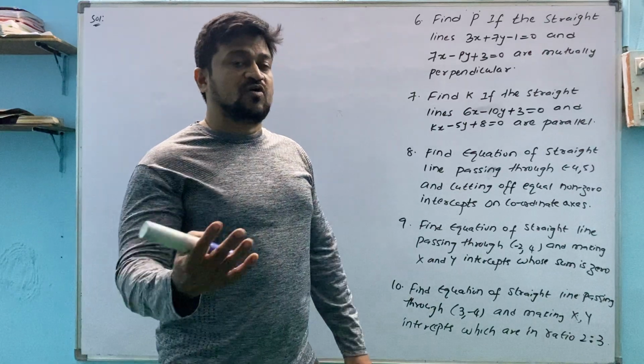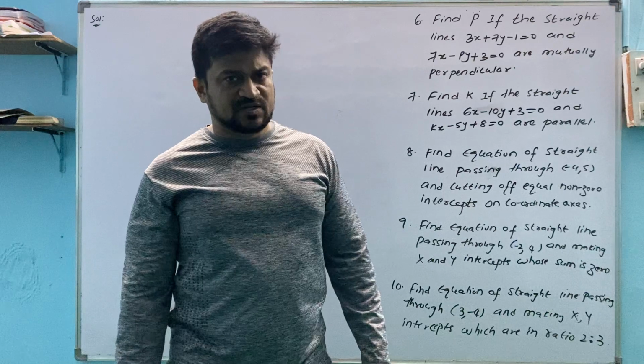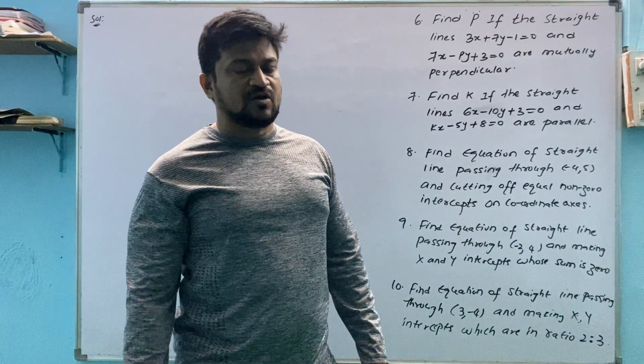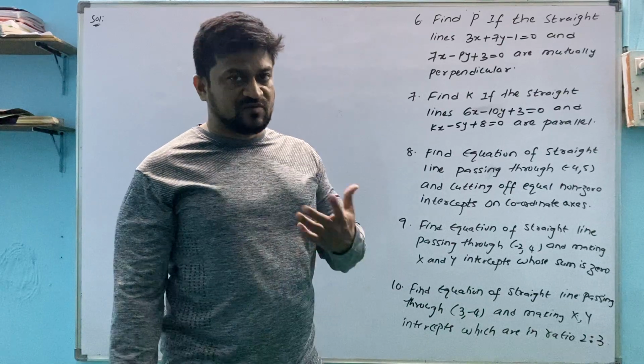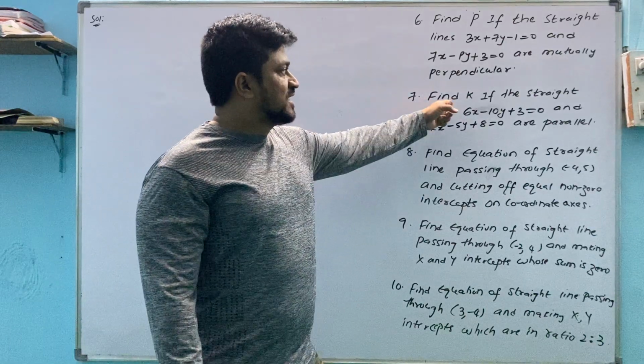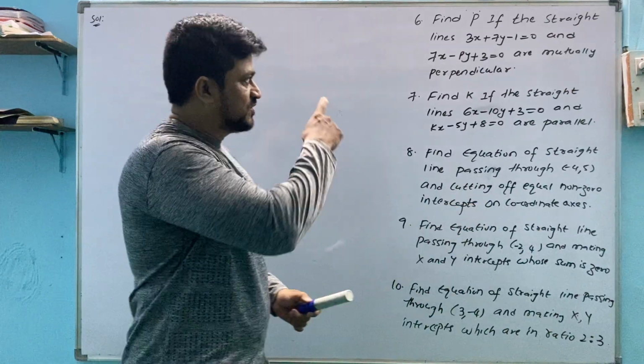Now you have to check what formula I have given for perpendicular. I have given two formulas for that: M1 into M2 is minus 1, or A1 A2 plus B1 B2 equals 0. Any one we have to use. Find K if the straight lines are parallel. Then what we have to do, we'll discuss after doing this one.